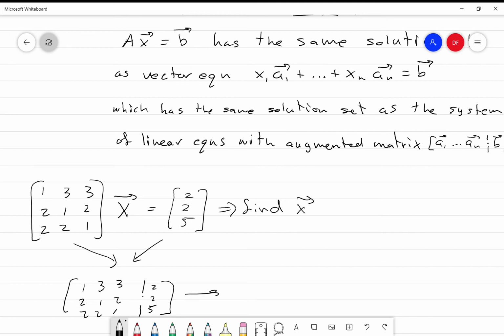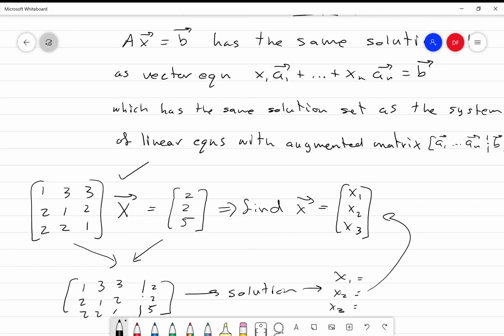Okay, and when you get a solution, x is in this case just x1, x2, x3. Okay, we want to know what is x1, what is x2, what is x3, right? So if you get the solution here, you will get x1, x2, x3, and it'll actually be the same as the solution for this equation as well. So this is mathematically just a different way of saying the same thing, really.